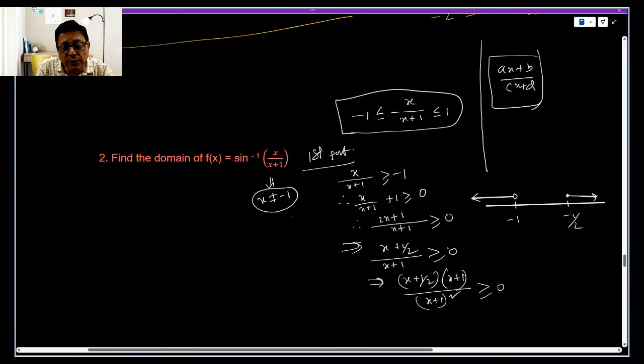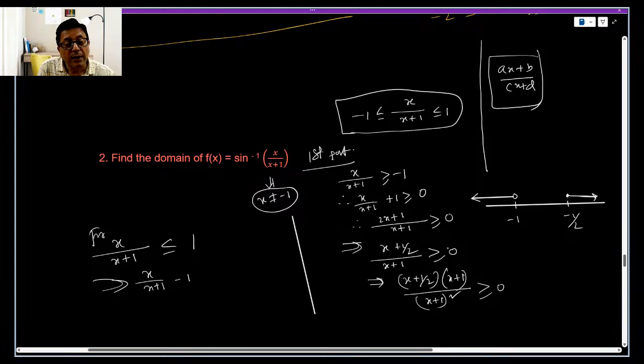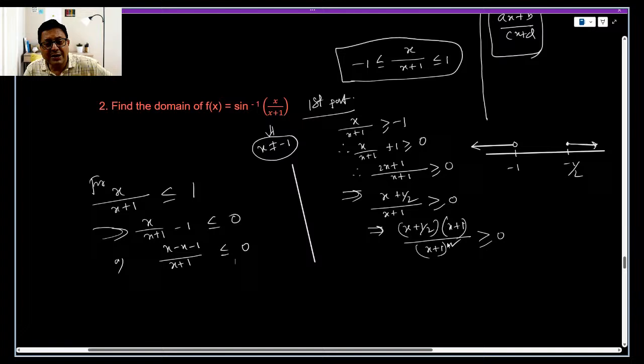Let us go for the second part. For x by x plus 1 less than or equal to 1, x by x plus 1 minus 1 less than or equal to 0, or just take the LCM: minus 1 by x plus 1 less than or equal to 0. What does this imply?